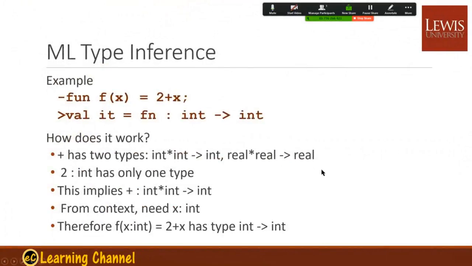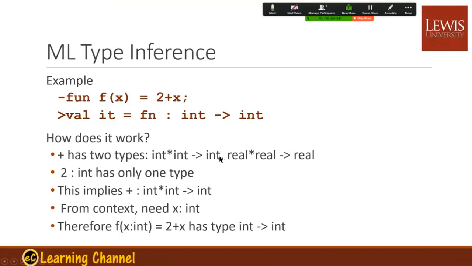Okay, here is an ML type inference example. We have function f of x equals x + 1. We have a value it, an integer, equal to a function from integer to integer. So basically, the variable it, the plus sign, has two types.